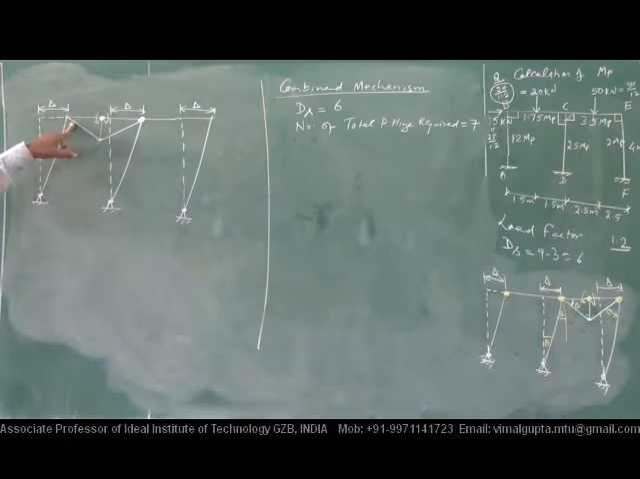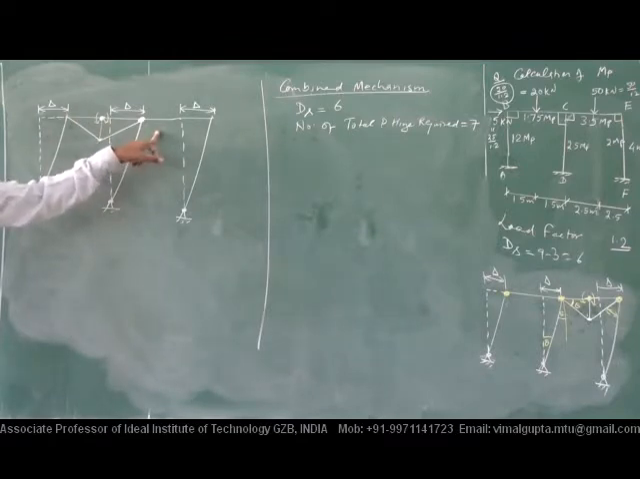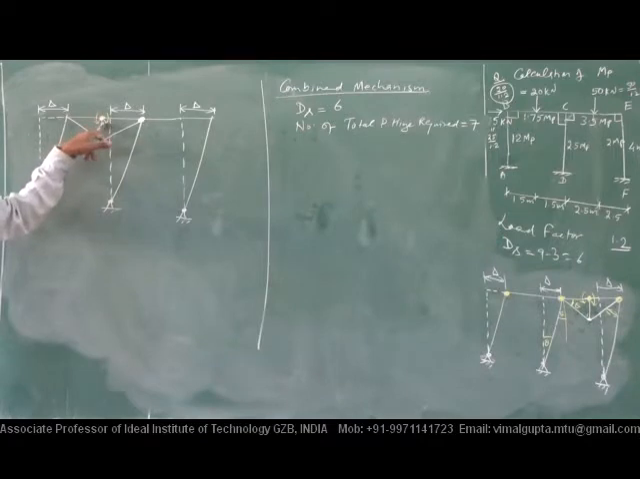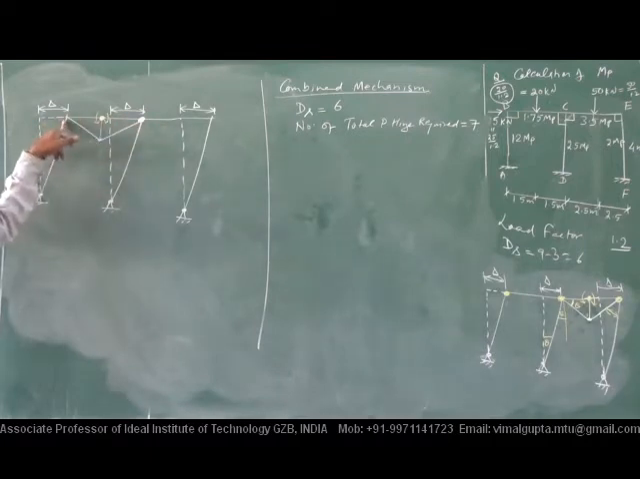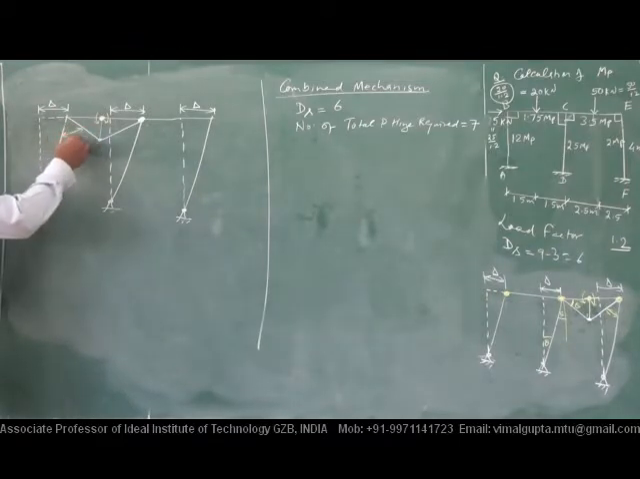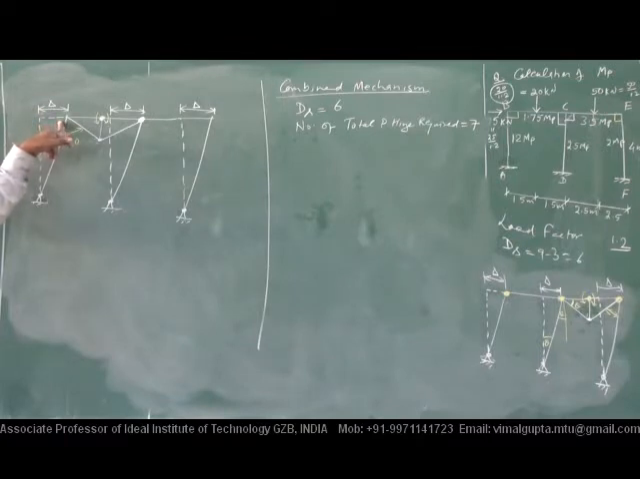Listen properly to what I want to tell you. Here it is certain. If the plastic hinge has to be formed here, then this is certain. No problem. But here it is not certain. There is uncertainty. Why uncertainty? Because this angle can be 90 degrees without making any plastic hinge. That angle can be 90 degrees without having any rotation here.